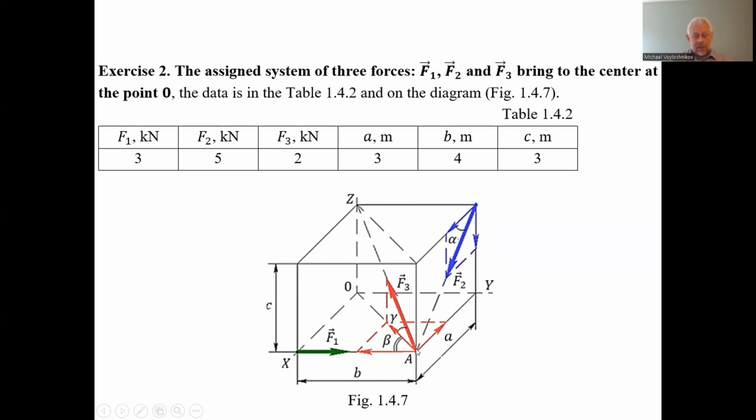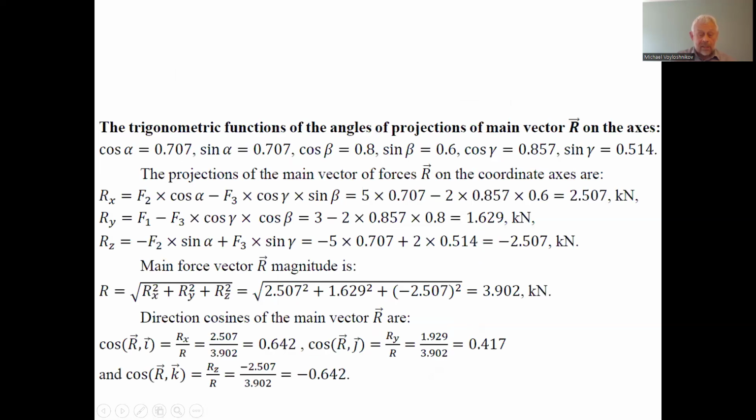And next we have to find this projection F3 impact on the resultant projection on the axis Z. We multiply the magnitude of the F3 by the sine of the angle gamma of this right angle triangle, so we can find the projection on the Z axis. This way we found three projections of forces.